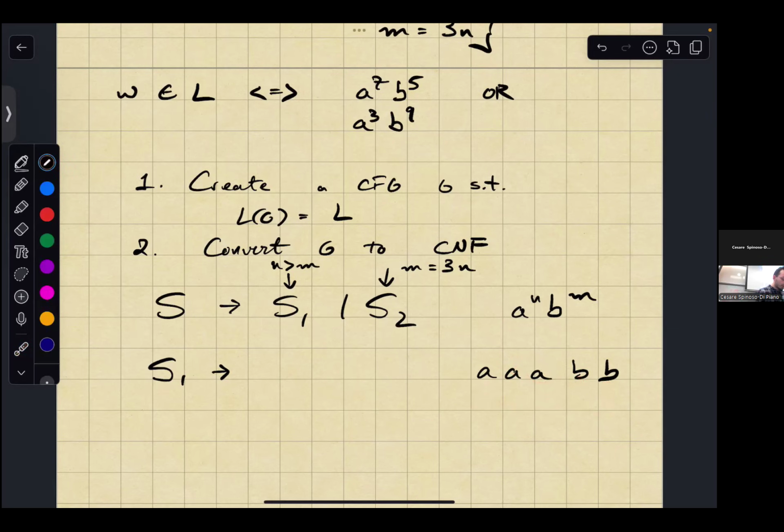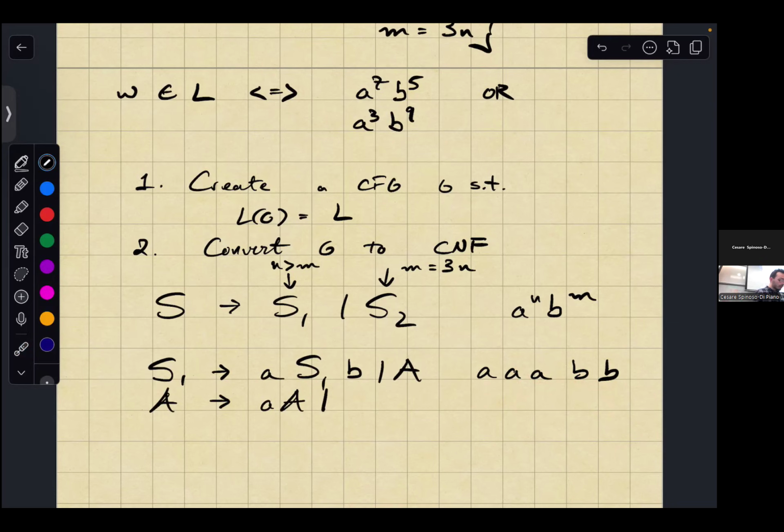So what does this look like? At first, I generate the A's and B's together, right? At some point, I'm going to run out of B's to match with A's, at which point I'm going to switch to just generating a bunch of extra A's, right? So from the variable A, I'm going to generate a bunch of A's.